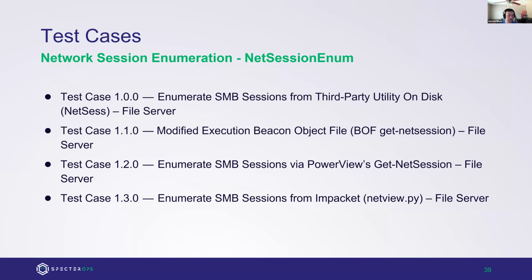The distinct procedure stays the same. We just change between a netsh on disk, to a BOF, to PowerShell, to Impacket. So those are our variations here. And then for test case 1.2, we don't use static runbooks.